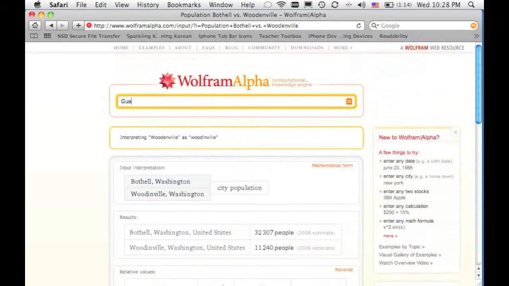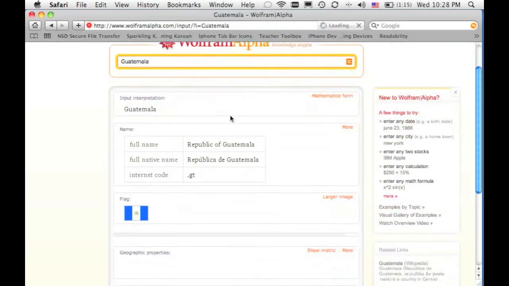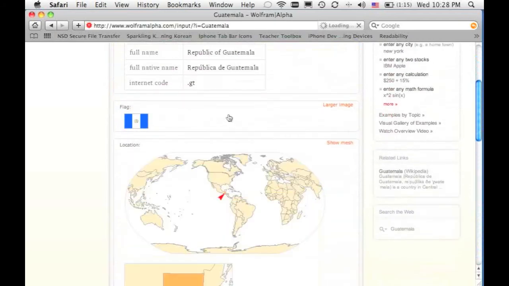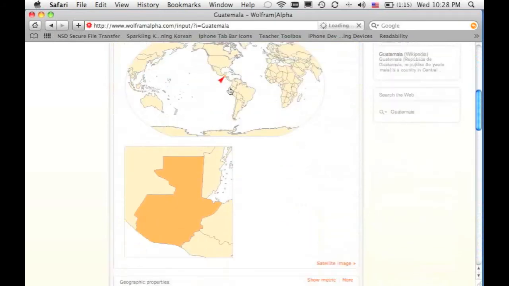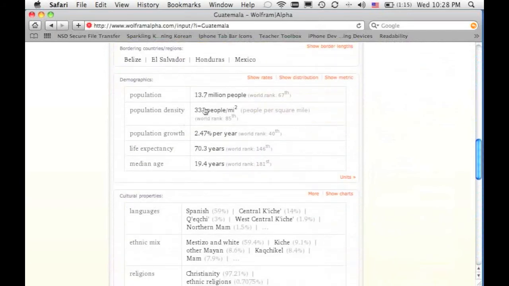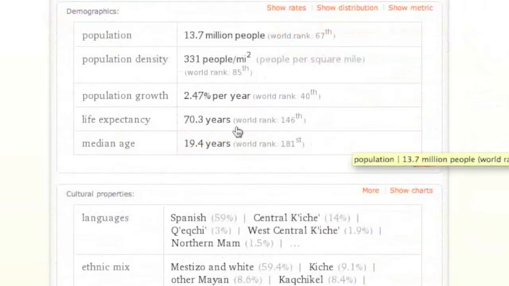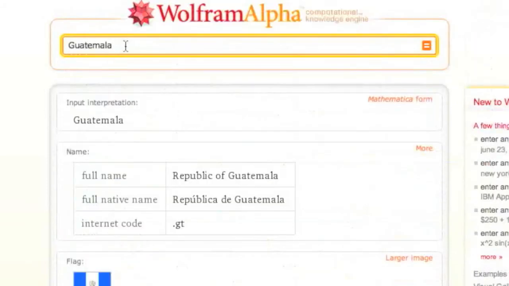See, I grew up in Guatemala. Let's see what WolframAlpha has to say about Guatemala. All right, flag, where it is in the world. That's what the shape of the country looks like. Interesting. Median age, life expectancy. Let's see how that compares to the US.